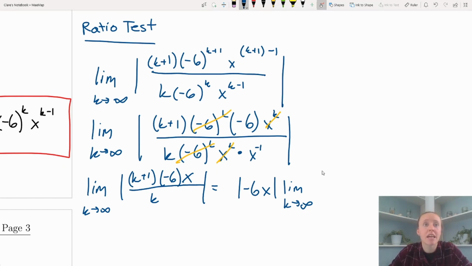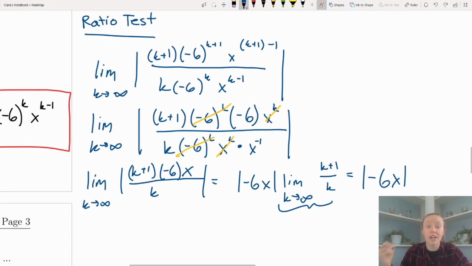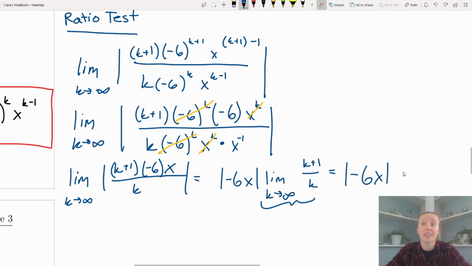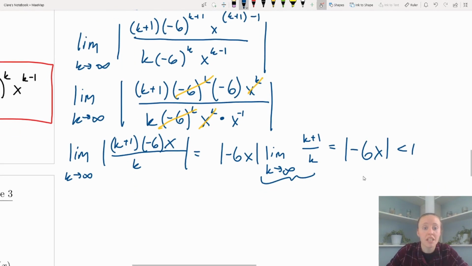So if we have the limit as k approaches infinity of k plus 1 over k, this limit's going to be equal to 1. So we'll have 1 times the absolute value of negative 6x, which is the absolute value of negative 6x. And remember, we did what test? The ratio test. So we're going to calculate for when negative 6x, that absolute value is less than 1, which occurs when the absolute value of x is less than 1/6. So that's going to be our interval of convergence.